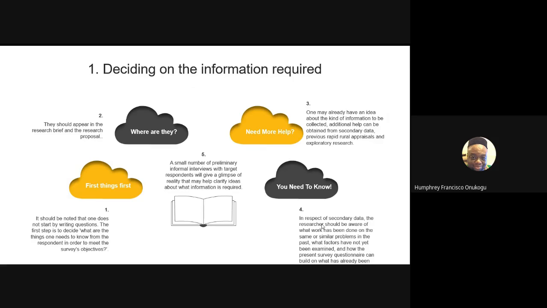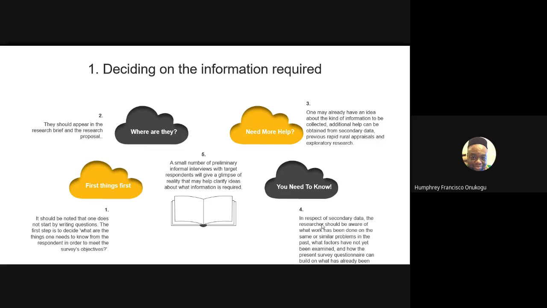You have your objectives already. You have to think. You don't just jump into writing the questions of your questionnaire. You have to think, what are the things that will meet these objectives? Because the objective is the aim of the whole research. So what are the things that will meet it?